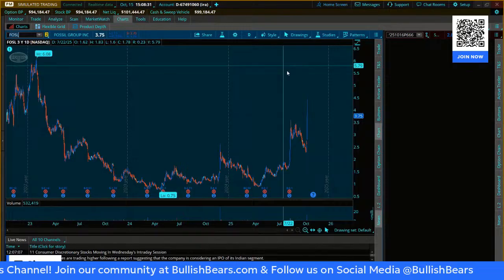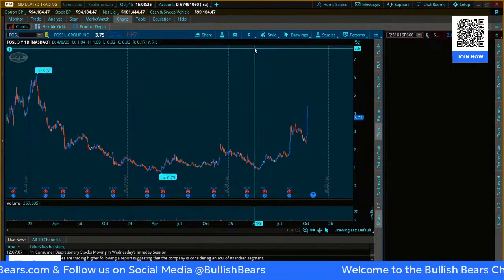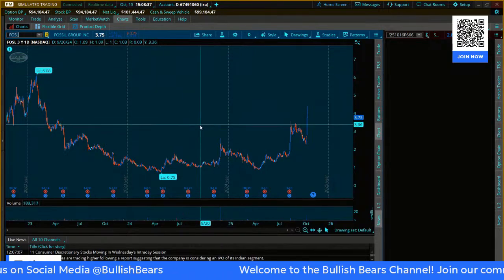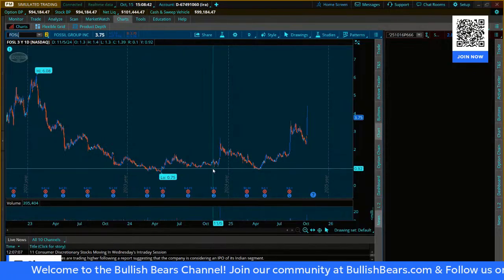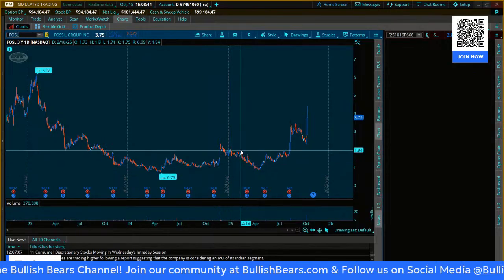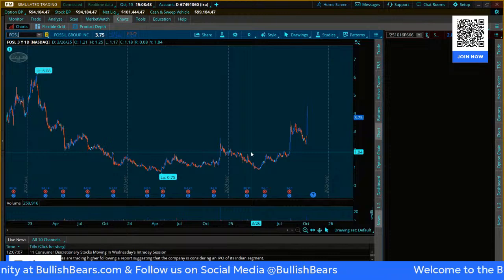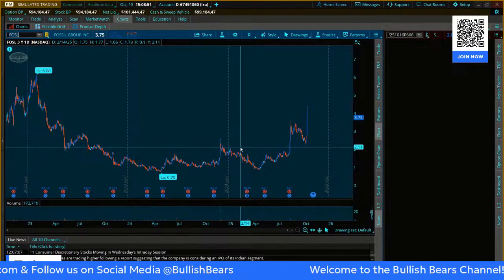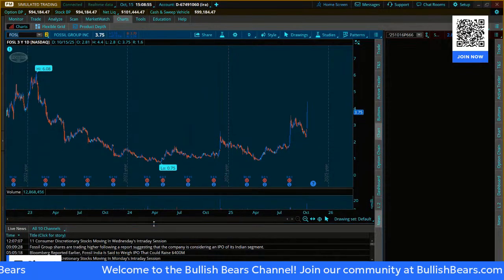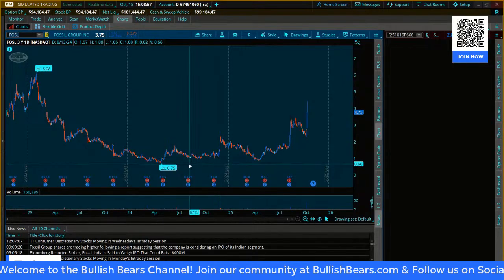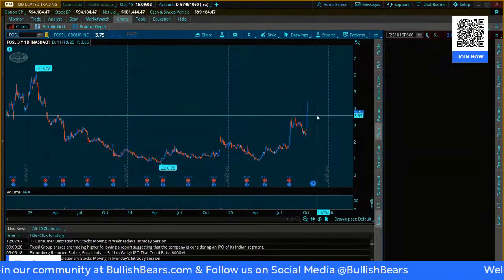This fossil one is on my radar. It based for a year between 2023 and 2024, and it's just coming out of that base. It's like a mini Carvana type chart. I like this one. Now, it's a little hot today. There's no reason to chase this, guys.